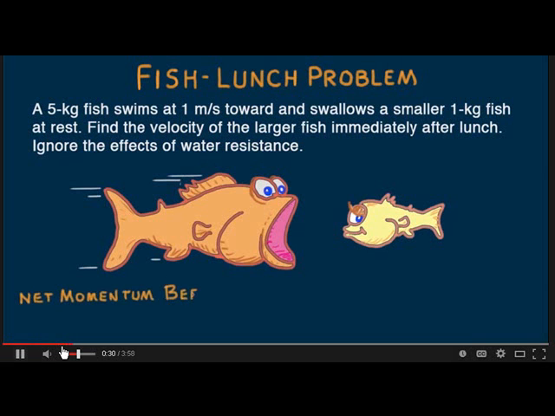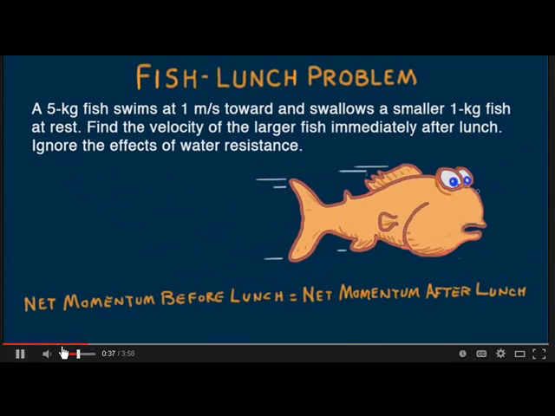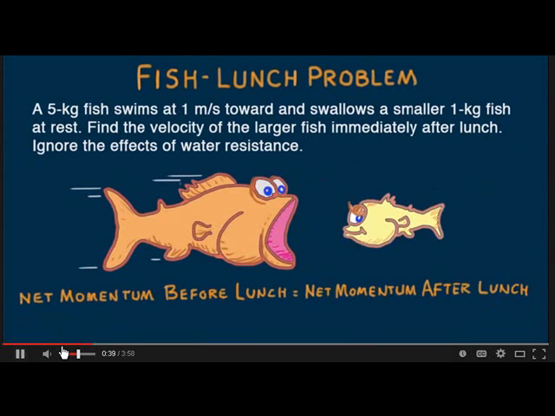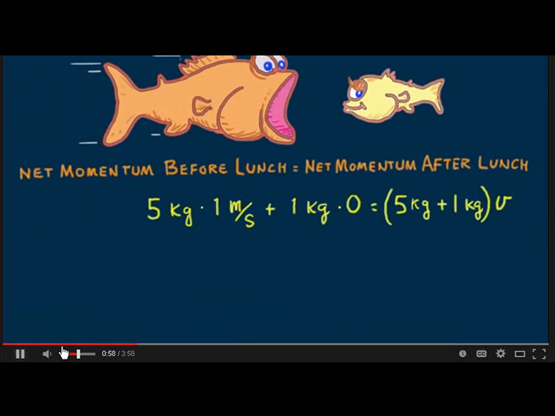Since there's no outside forces acting on the two-fish system, we know that the net momentum before lunch will be equal to the net momentum after lunch. Following the physics, the initial momentum of the large fish is 5 kilograms times 1 meter per second. Add this to the initial momentum of the small fish, which is 0. After lunch, the net momentum is the combined mass times v, what we're looking for.